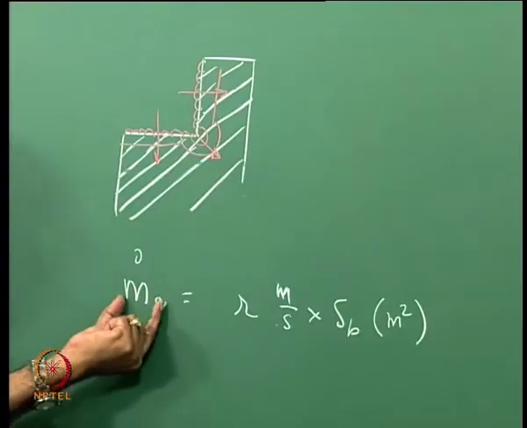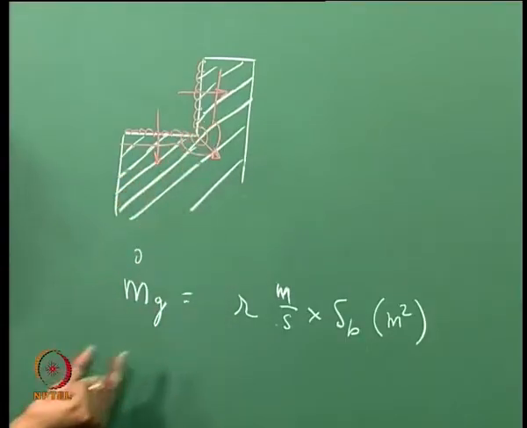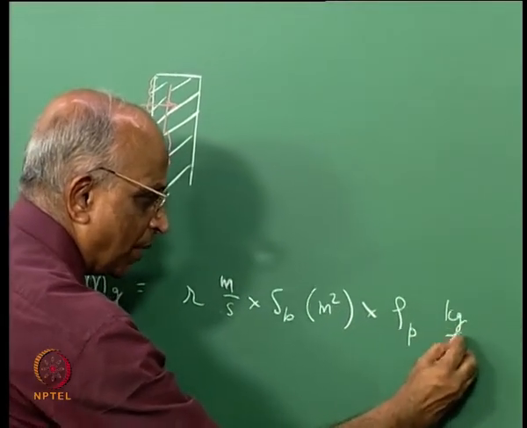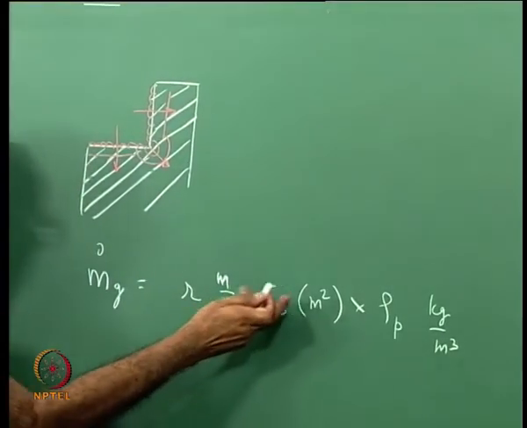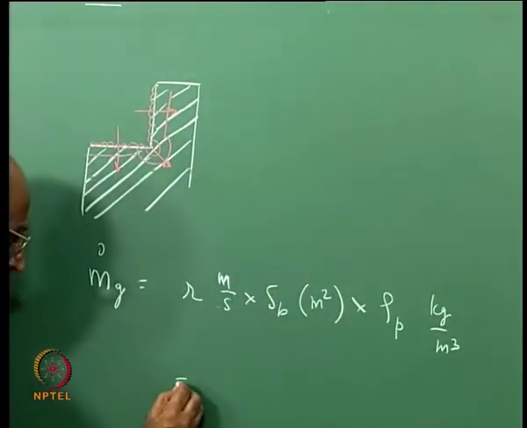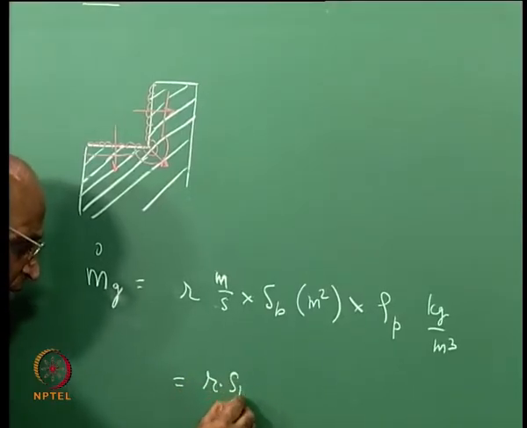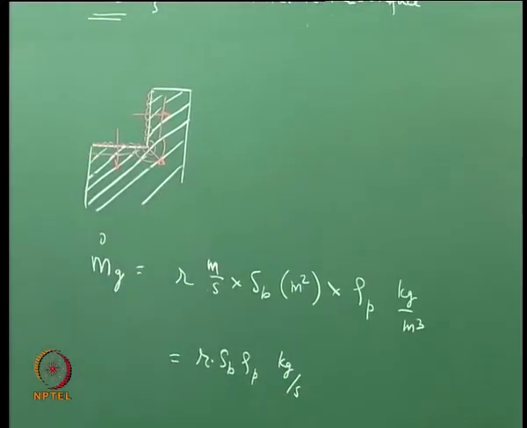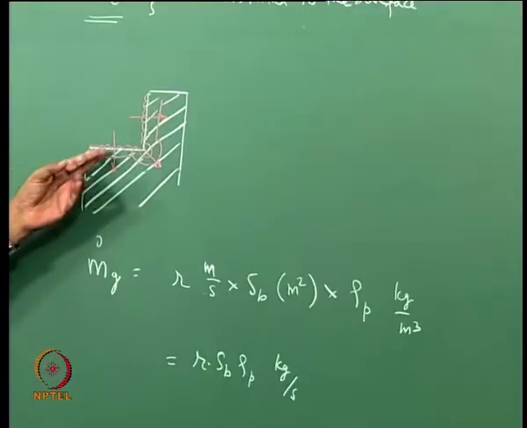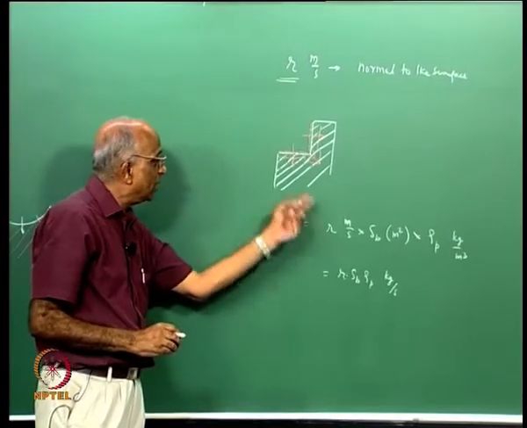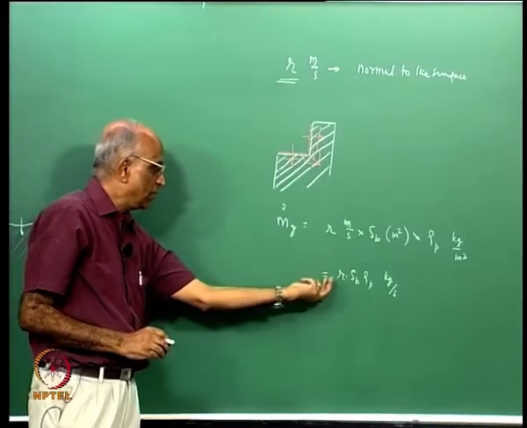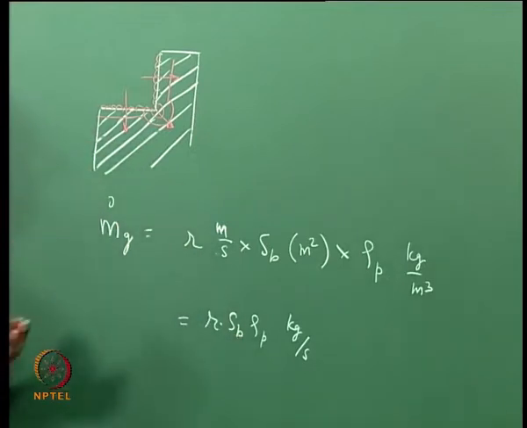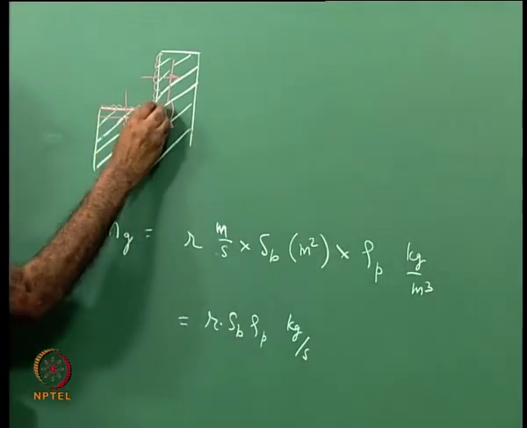In other words, the volume rate at which the regression takes place, and then I multiply it by the density of the propellant, which is so many kilograms per meter cube. The meter cube gets cancelled, and I get m_g equal to R into the burning surface area into rho_p, so many kilograms per second. Therefore, the rate at which mass gets generated from a surface can be written in terms of the linear or regression burn rate, in terms of a linear dimension, into the burning surface area. In this case, the whole thing is the burning surface area.